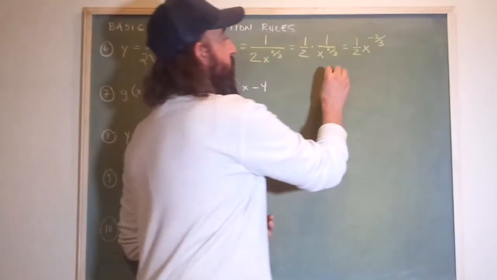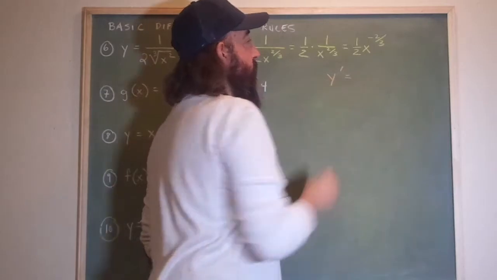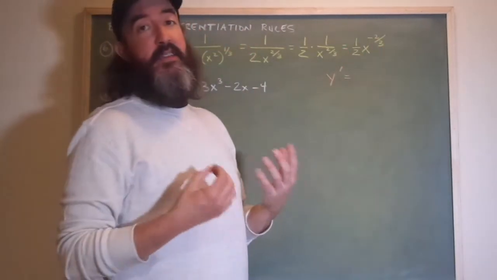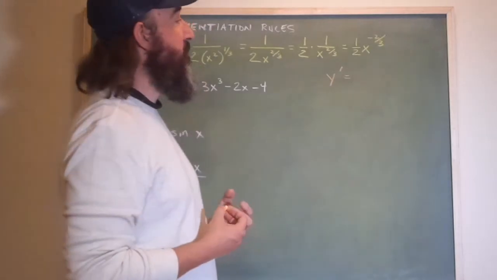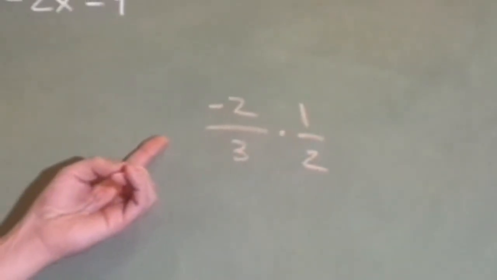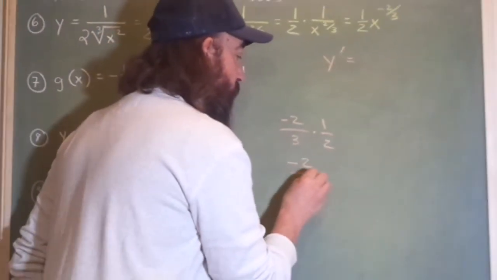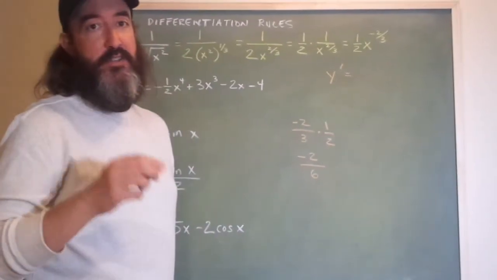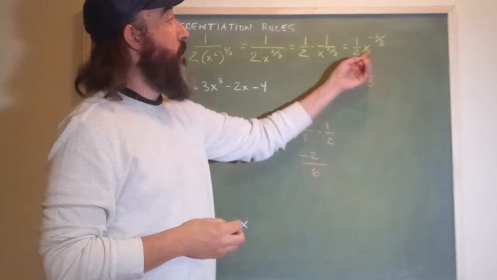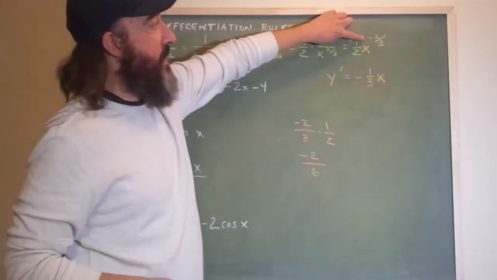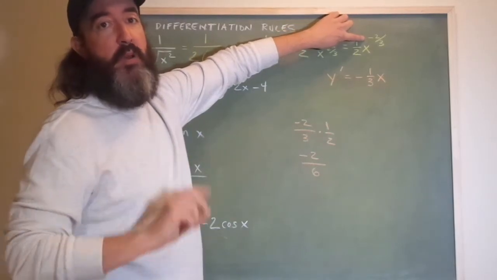Now I can say that y prime equals, and I'll take my negative 2/3, I'll move it in the front, and negative 2/3 times 1/2. Negative 2/3 times 1/2 is negative 2 over 6. And of course, negative 2 over 6 reduces to negative 1/3. Then I'll put my x, and now I need to determine my new exponent. I need to take my negative 2/3 and subtract 1.